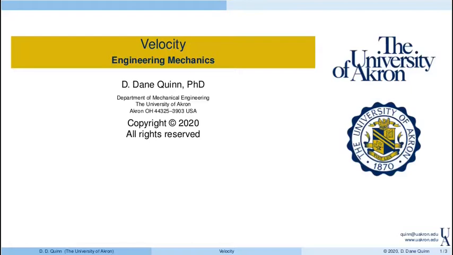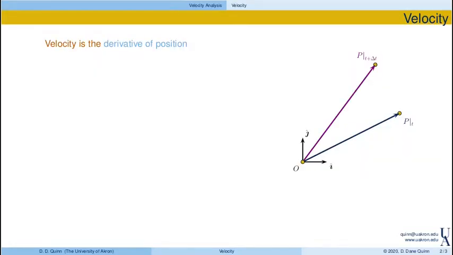For today's video lecture, I'd like to give a quick introduction to velocity. So what is velocity? Well, it's the derivative of position. It describes how the position of a point changes over time. Over here on the right, I've shown a point P at two different instants in time. This is the initial time, and this is some later time. So we take the initial time and increment it by a very small value delta t.